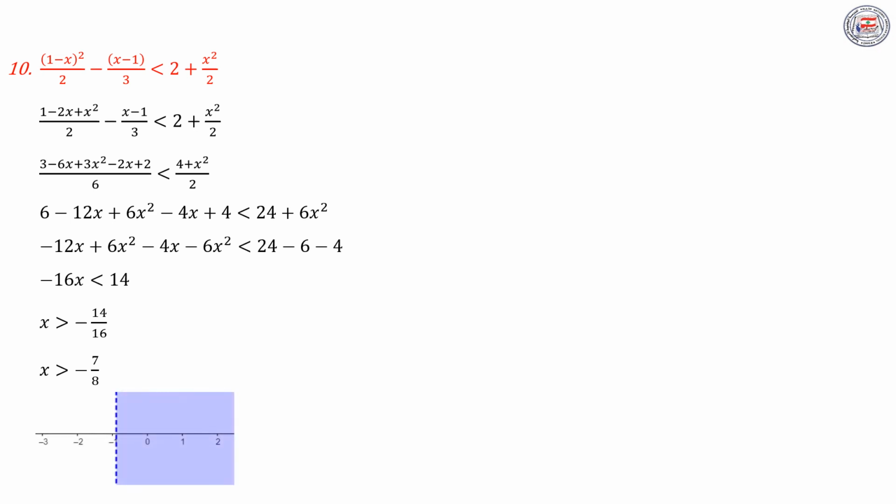To represent the solution on a number line, you put minus 7 over 8 on the number line, and you put dashes since x cannot be equal to minus 7 over 8, and the solution is represented in the blue zone.